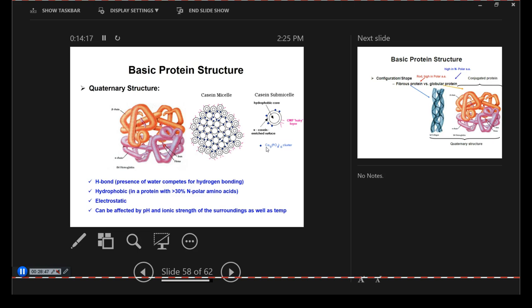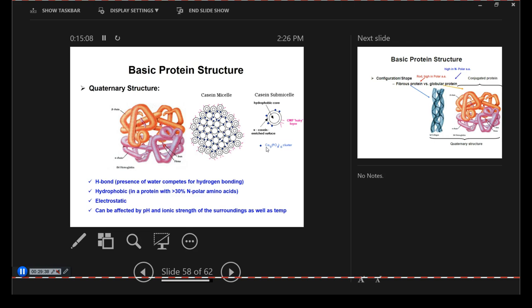Are there bonds that you would see more often in quaternary structures, or is it just like a random ratio? No, not a random ratio at all. That's a good question. It really depends on the protein. So in casein, for example, the main forces are the calcium phosphate bridges that stabilize, as well as hydrophobic interaction. So that is very unique to casein. For soy protein, for example, you have disulfide linkages, you have hydrogen bonding, and you have hydrophobic interactions. So it really depends on the composition of the protein, and based on that dictates what kind of interactions is going to stabilize the quaternary structure.